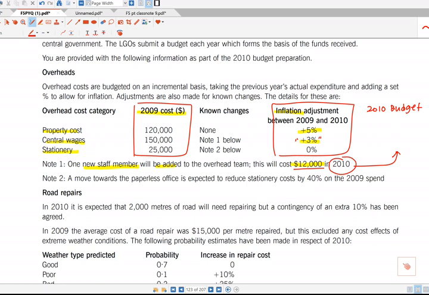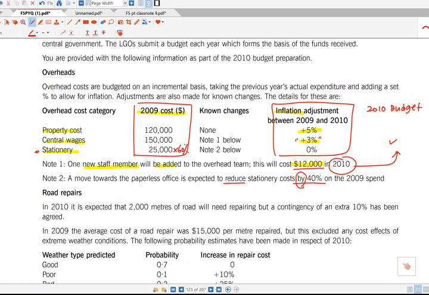A move towards paperless office, which is for stationery. Expected, it will reduce the stationery cost by how many percent? What do you mean by 40%? That means our stationery cost will only be how many percent? Will be remaining 60% for the 2010, am I right? Yes, reduce by. If they say reduce to 40, then simply multiply with 40. But if it's reduced by 40, that means we have to account for the remaining 60. Okay?